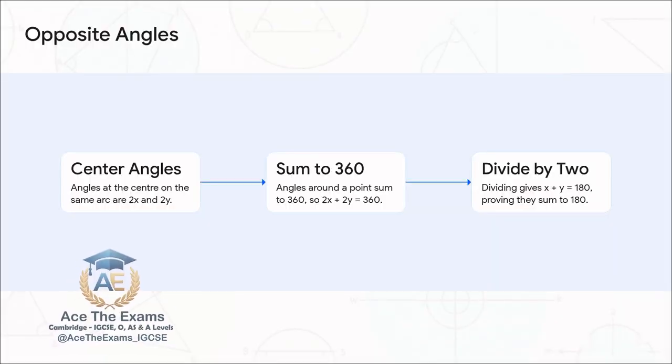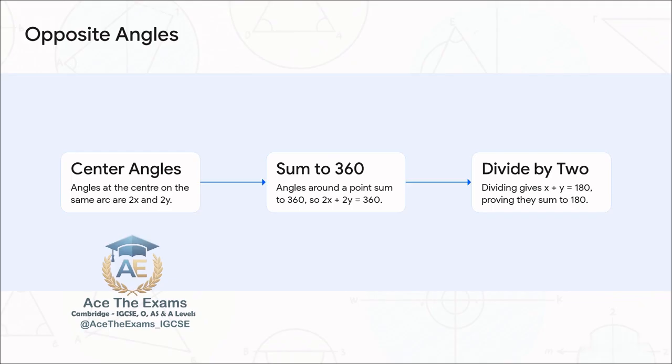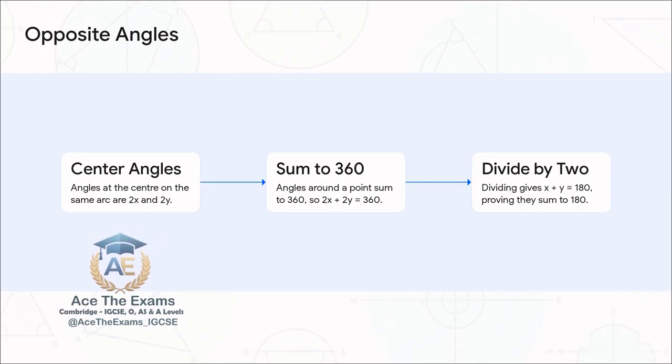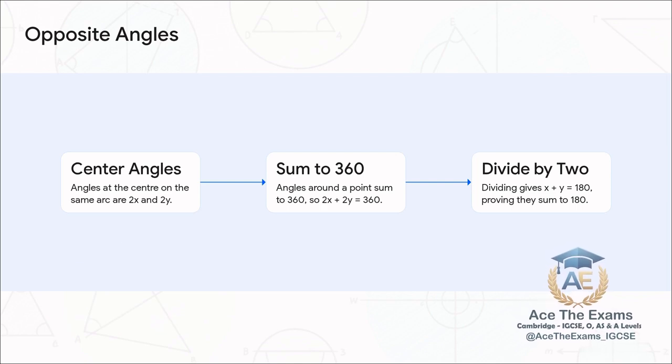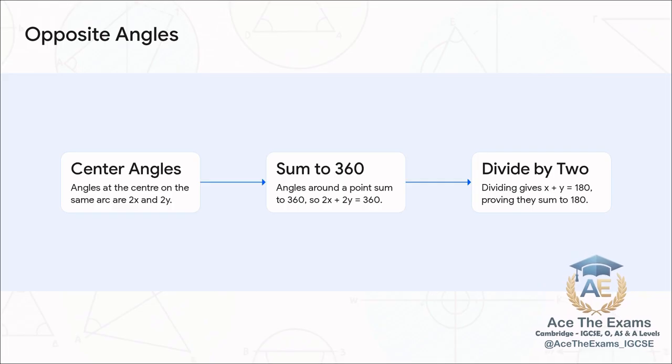I absolutely love this part because it's just so elegant. We can use a really simple algebraic proof to show exactly why the opposite angles of this shape must always sum to 180 degrees. Think about it. If you have an angle, let's call it x, right at the edge of the circle, the angle at the center pointing to the same arc is always double that, so 2x. Same goes for the opposite angle y, giving us a center angle of 2y.